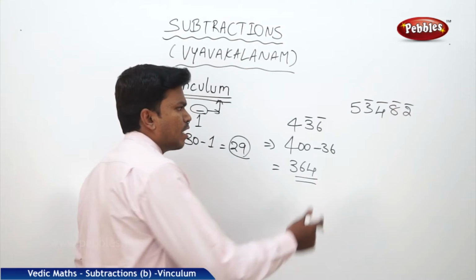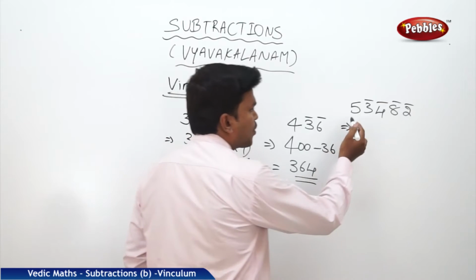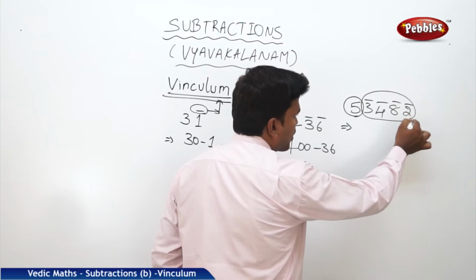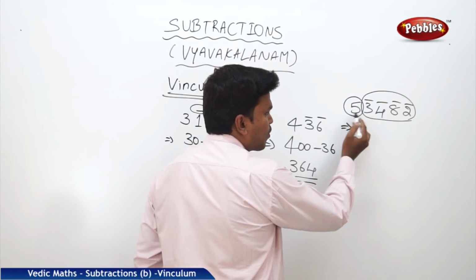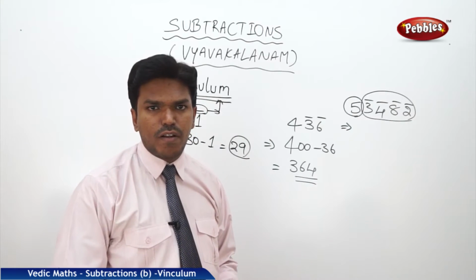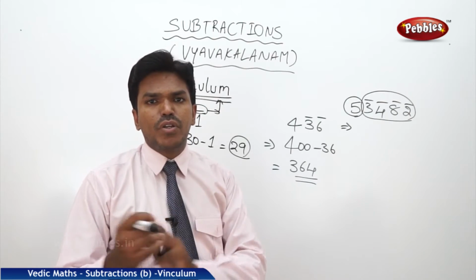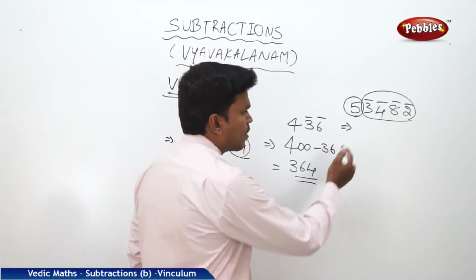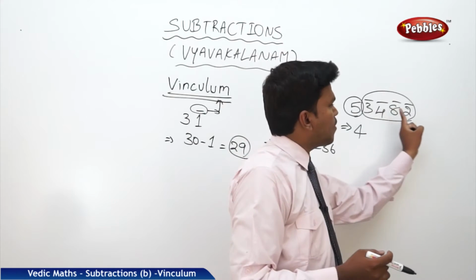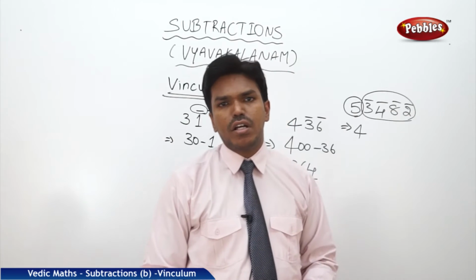To convert the Vinculum number into the normal number, you have to reduce the number before the bar numbers. The bar number here is 3482, and the number before it is 5. So you have to reduce this 5 by 1 every time. Whatever the digit before the Vinculum number, you have to reduce it by 1. So 5 becomes 4. Now the numbers 3 4 8 2 all have bars on them.